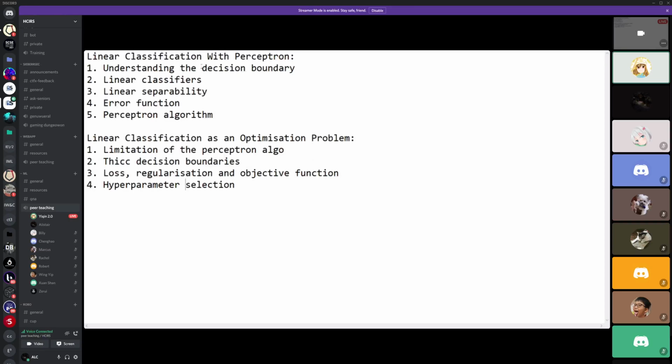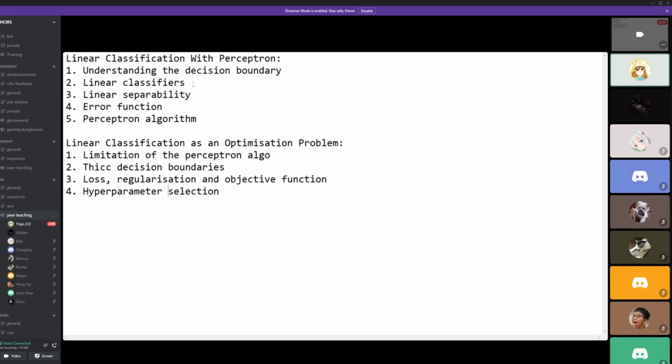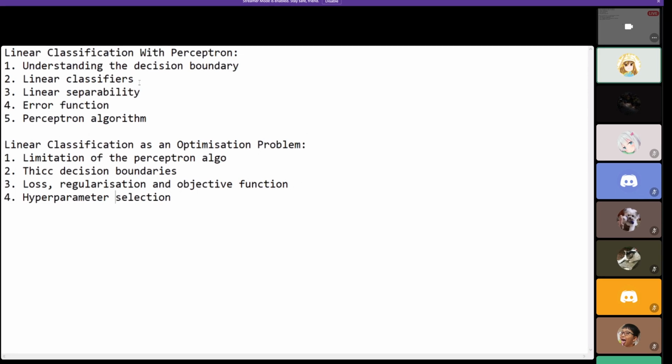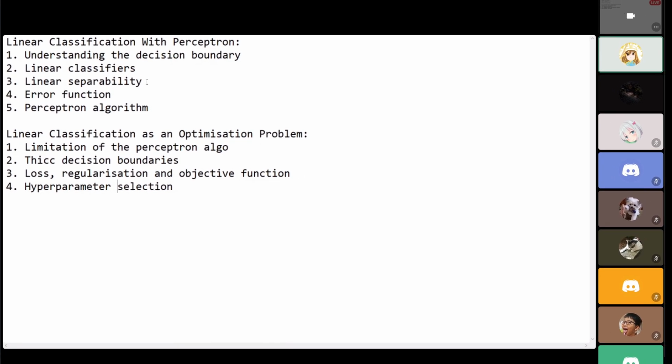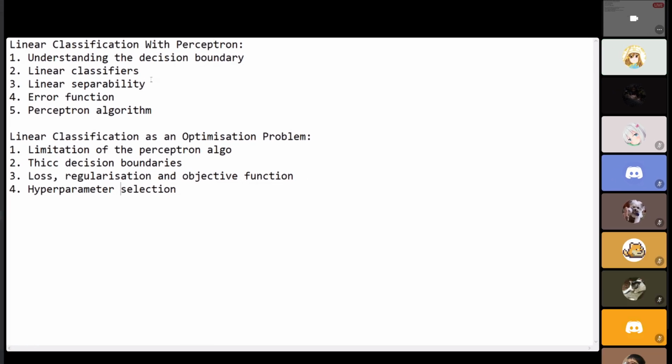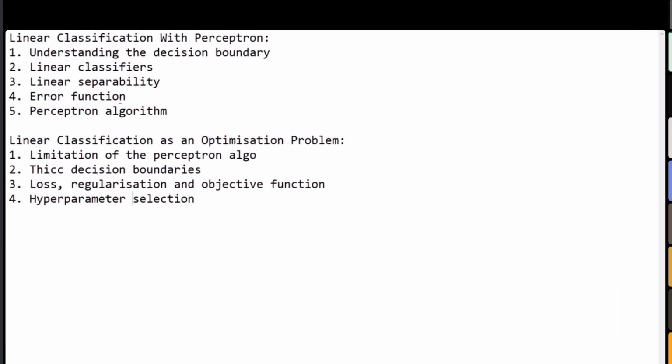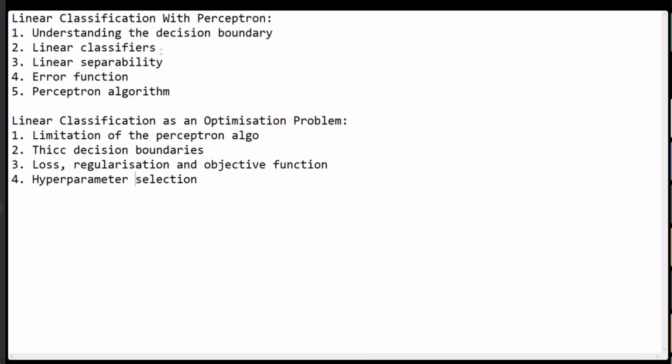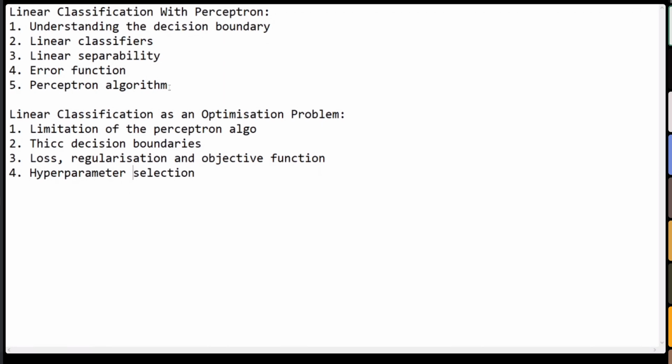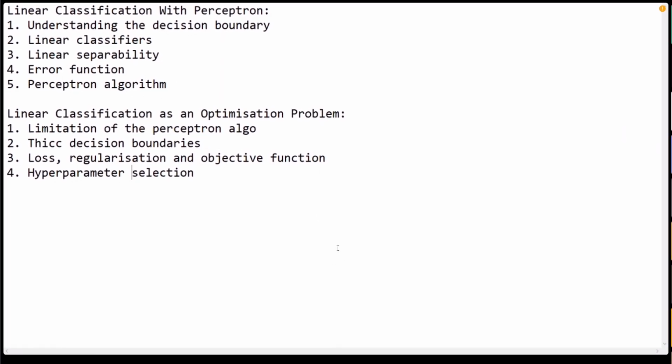Understand what the decision boundary is, how we can declare this decision boundary mathematically. Then with that understanding, we'll talk about the linear classifier and how its outputs generate predictions. We'll talk about the concept of linear separability. We'll also talk about the error function for this specific perceptron algorithm. And then we'll talk about how we can tune the perceptron's parameters using its learning algorithm.